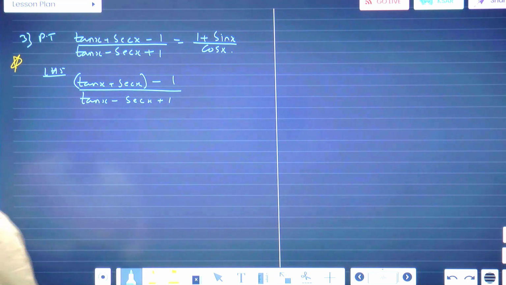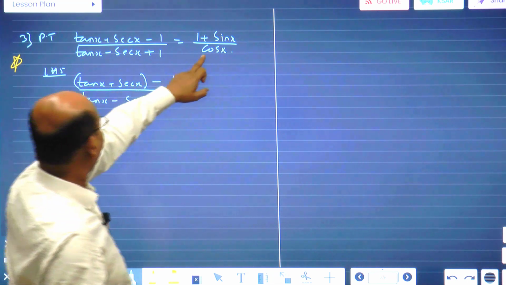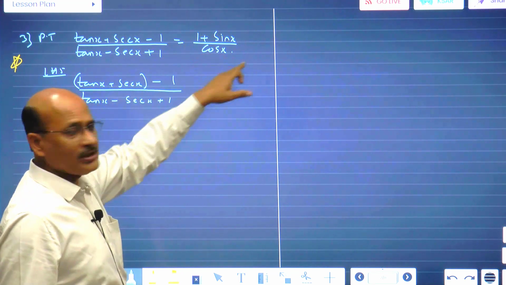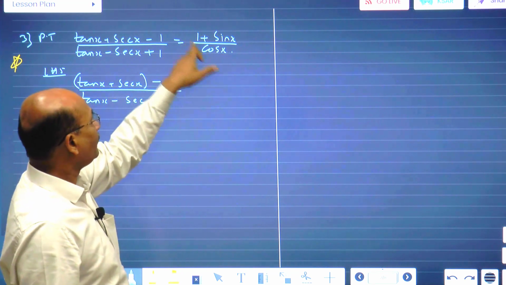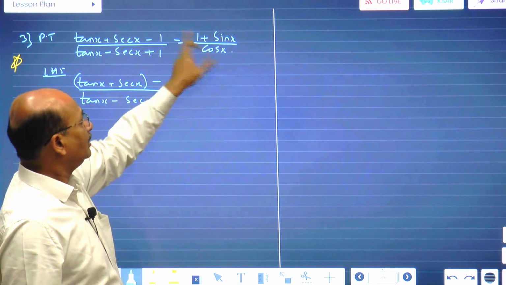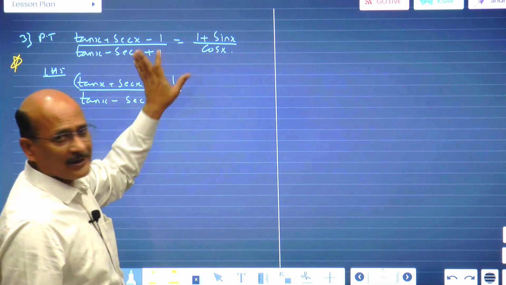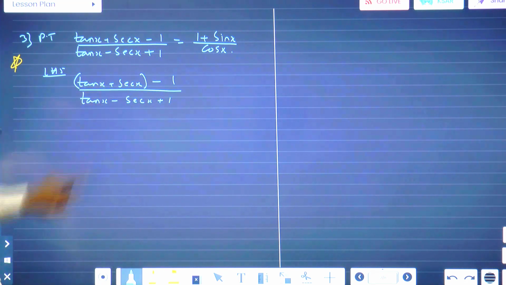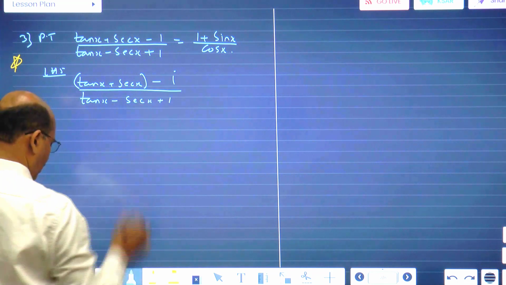Hint I will tell you. If you see, this is tan x plus sec x. Can you see this? See, 1 upon cos is sec and sine upon cos is tan, given to both. This is nothing but sec x plus tan x. So here tan x plus sec x is already there. So what I will do, I will try to work out the simplification here.